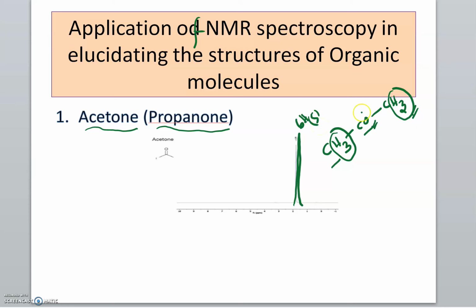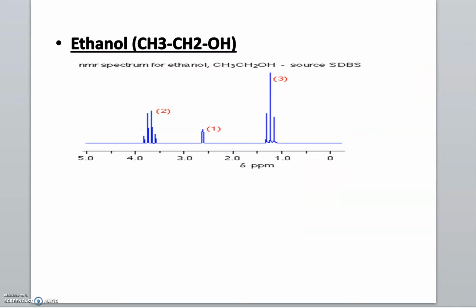And this is at delta about 2.4, something like that. This is the line for TMS, tetramethylsilane. That is our standard reference compound in the chemical shift method of determining spectra in NMR spectroscopy. So okay, that is the first compound. It's very simple. Our next compound is ethanol.